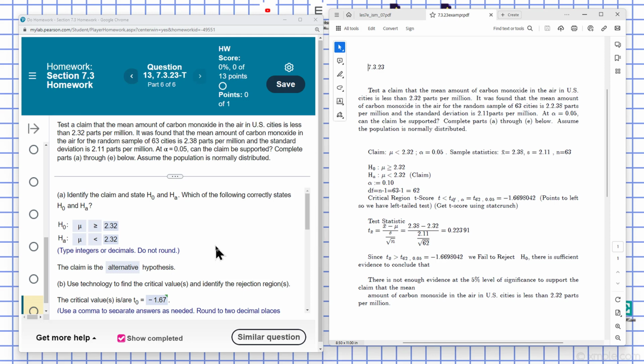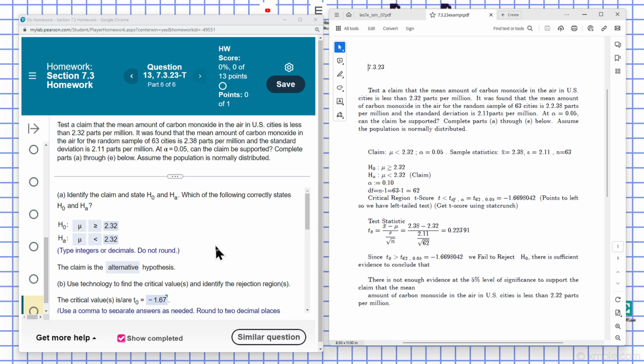At the level of significance of 0.05, can the claim be supported? Complete parts A through E below. Assume the population is normally distributed. So here, identify the claim.